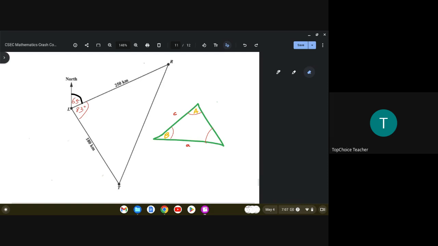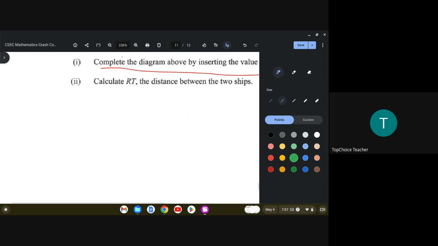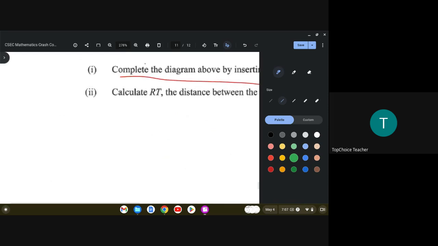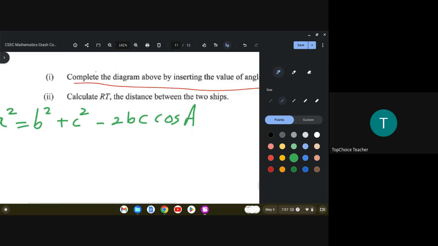So with that being said, I'm going to do the cosine rule. Your formula sheet is going to give you the cosine rule. I'm going to write down the cosine rule here firstly, and then we'll deal with the diagram. So this is your rule that will be in your formula sheet: a squared is equal to b squared plus c squared minus 2bc cos A, and that's the cosine rule.